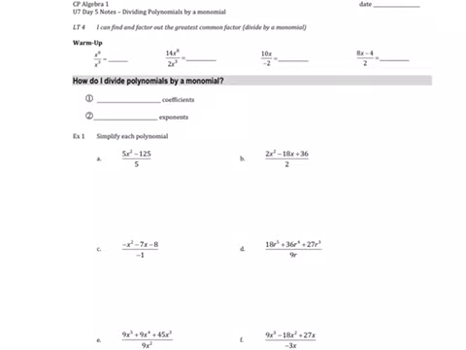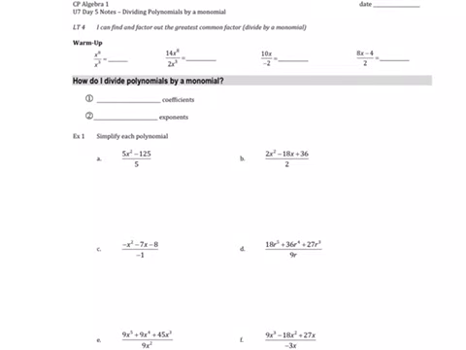Alright guys, so today we're on day 5 notes. We're going to be learning how to do division of polynomials by a monomial. If you remember, a monomial is just a one term polynomial. Okay, we're going to start here at the top. Remember, our learning target today is I can find and factor out the greatest common factor, divide by a monomial.